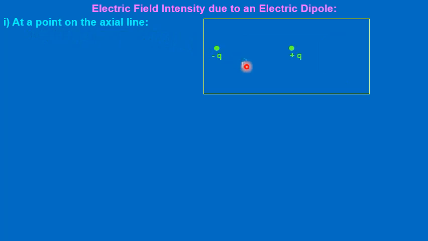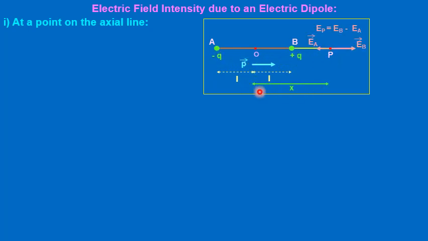Electric field intensity due to an electric dipole. First, at a point on the axial line. As we can see in this diagram, the point P is on the axis of AB at a distance x from O.